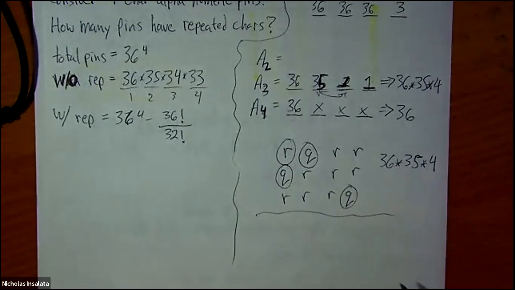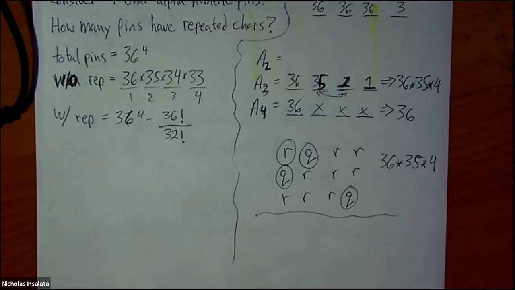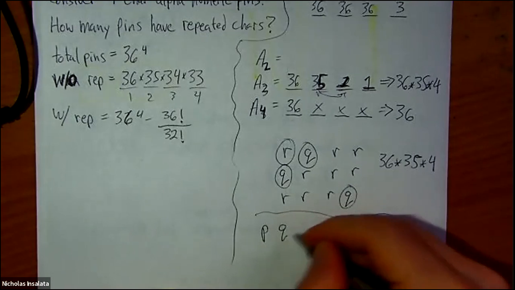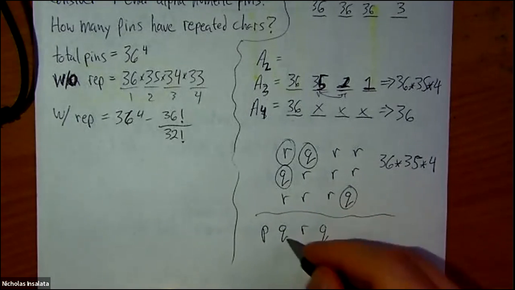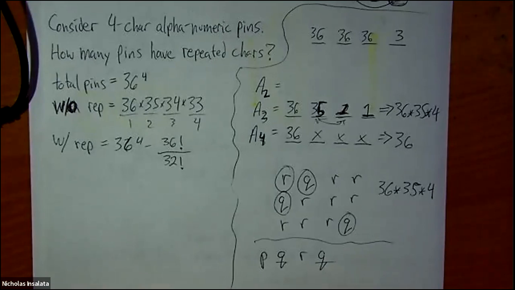So if we have only one thing being repeated, well, no, in this case it's even worse than I thought. I forgot about a situation. What else could happen besides one thing being repeated? We could have P, Q, R, Q, where Q is repeated. We could also have two pairs, so we could have A2 and then also A22.